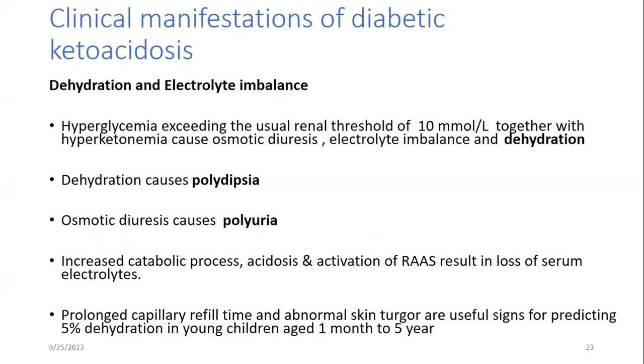So this is more of an emphasis, the clinical manifestations of ketoacidosis. You have dehydration and electrolyte imbalance: hyperglycemia leading to osmotic diuresis and dehydration, the patient presenting with polydipsia, polyuria, and there is loss of electrolytes. And because of this dehydration, how will the patient present? Some of them will present in shock.